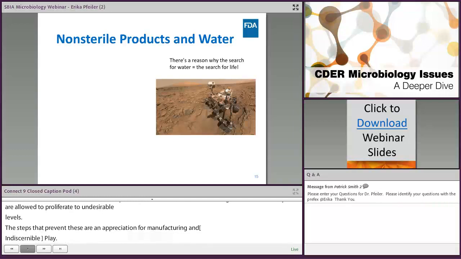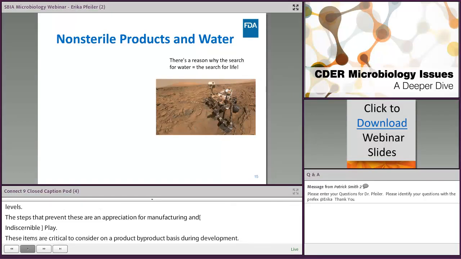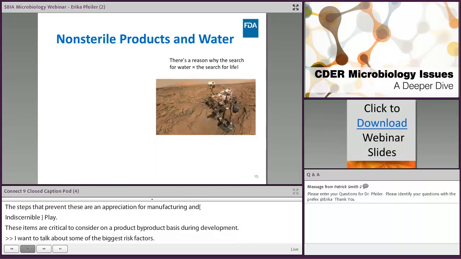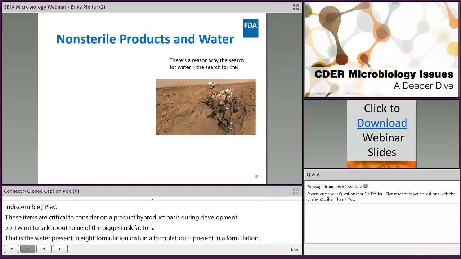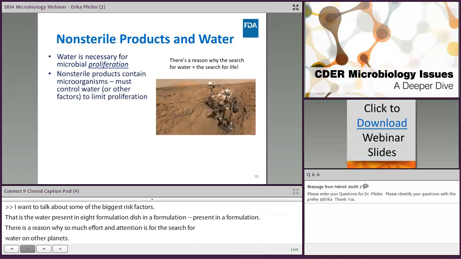Now, in the next few slides, I want to talk about one of the biggest risk factors for the quality of non-sterile dosage forms, and that's the water that's present in a formulation. You can see my Mars rover picture there. And why did I put that in a microbiology talk? Well, there's a reason why so much effort and attention is given to the search for water on other planets. And that's because all life as we know it depends on the presence of water. Water is required for microbial proliferation, and in any circumstance where there's water, there's a risk for that proliferation.